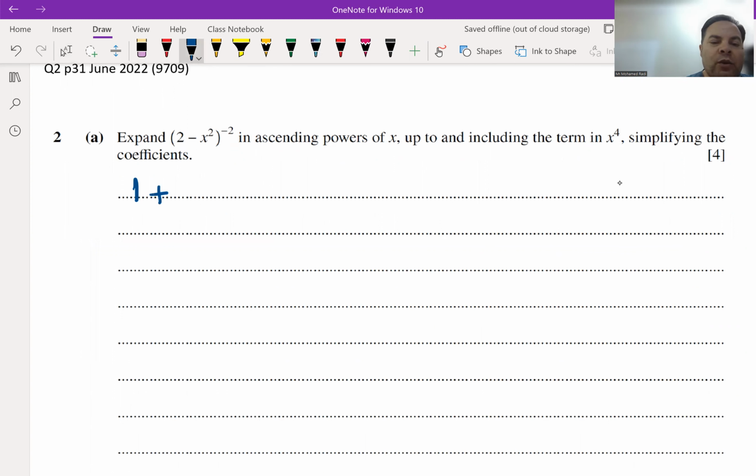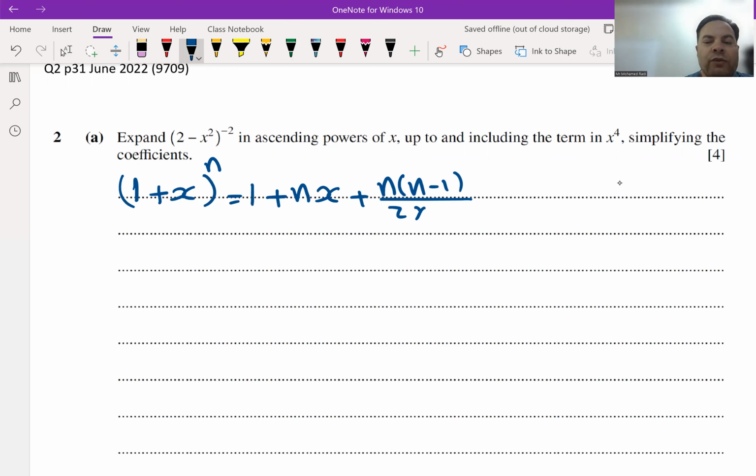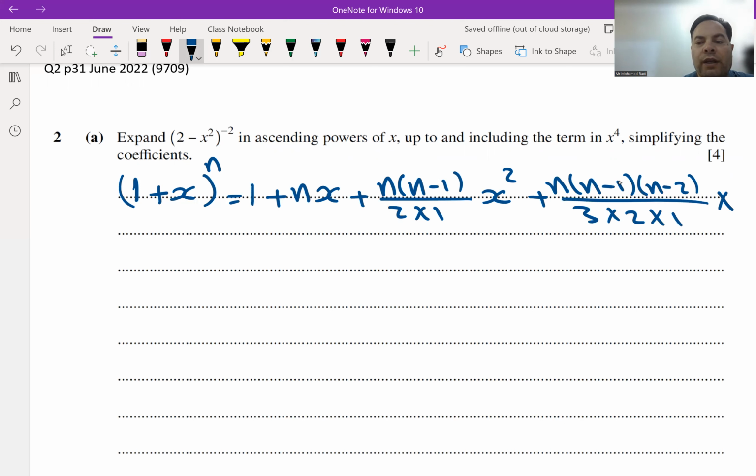(1 plus x) to the power of n is equal to 1 plus nx plus n(n minus 1) divided by factorial 2, x squared, plus n(n minus 1)(n minus 2) divided by 3 factorial, x to the power of 3, and so on. Let's start now. Expand (2 minus x squared) to the power of negative 2.